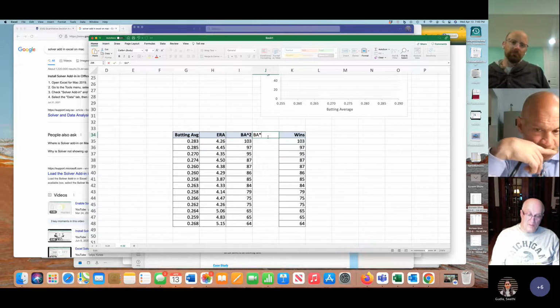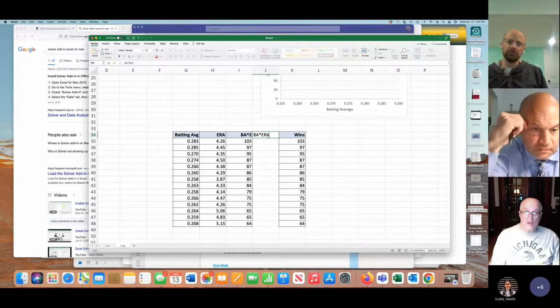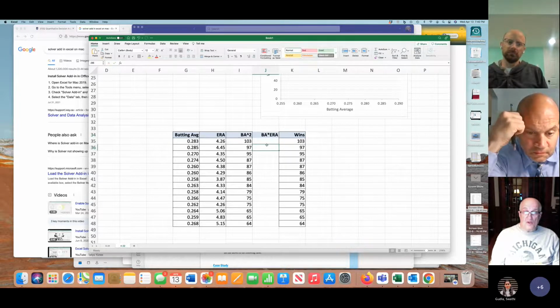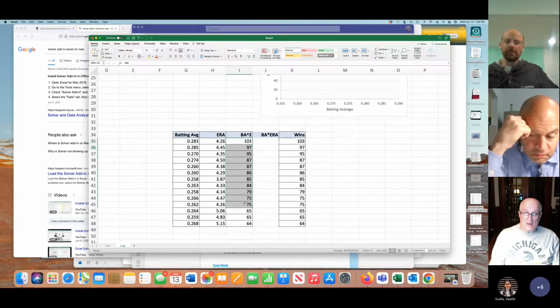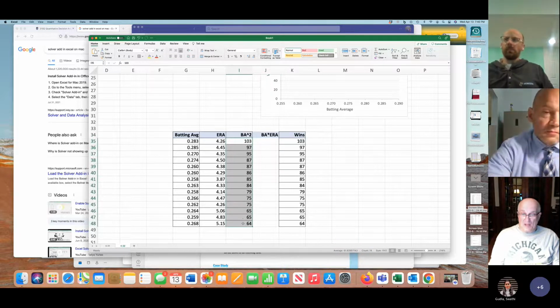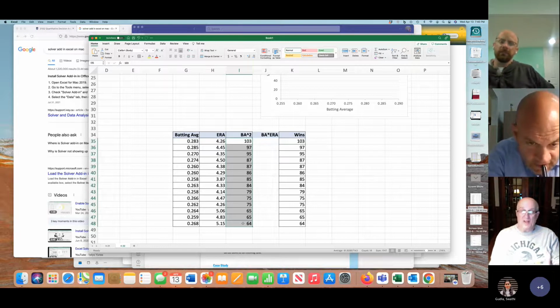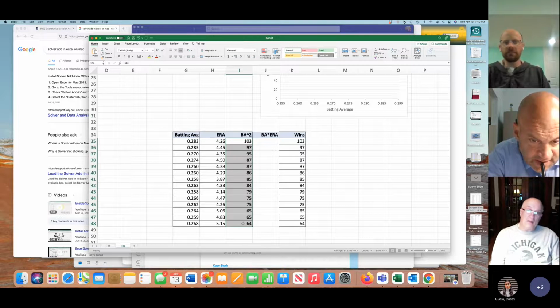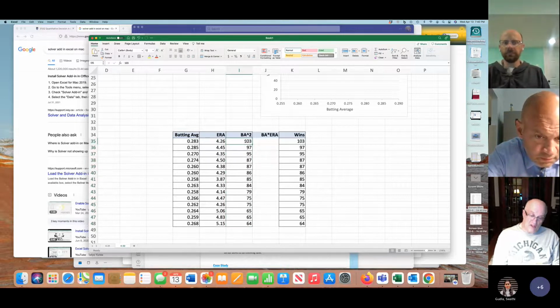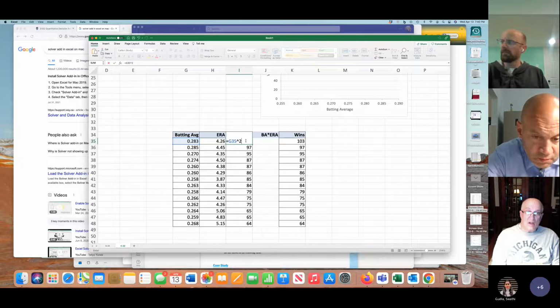Why am I using it? I mean, there's no baseball value to using it. I'm using it to show you an example of what we could do. I'm making it a polynomial, basically, right? I'm adding a squared term. I'm multiplying two x variables together. So how do I square this? I say this is equal to that squared.